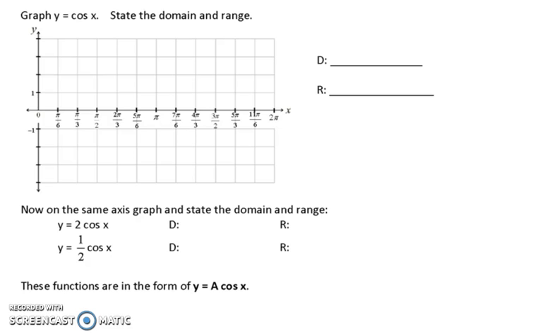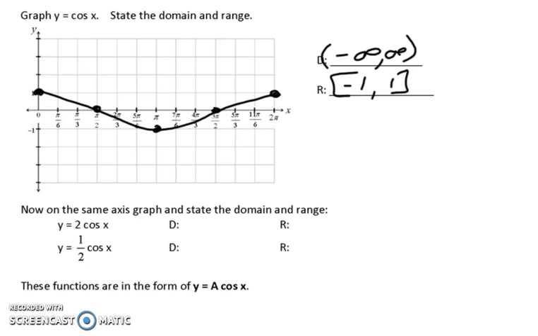So again, we plot the points for our parent function of cosine: (0, 1), (pi over 2, 0), (pi, negative 1), (3 pi over 2, 0), and (2 pi, 1). Those are the points of our parent graph. You can draw that. The domain again is negative infinity to infinity, and the range is negative 1 to 1.